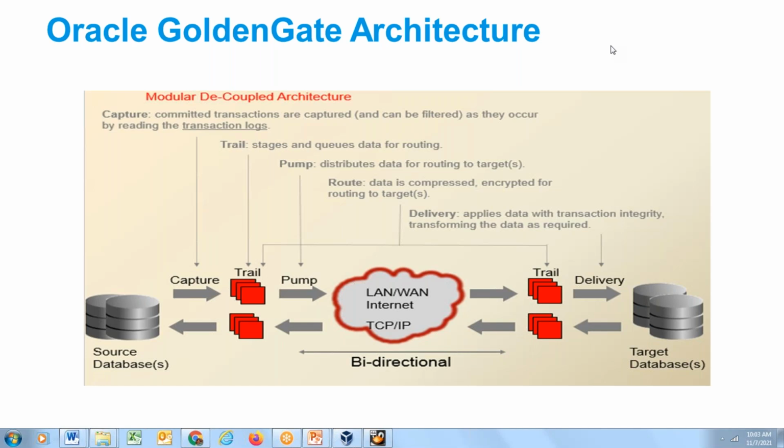So bidirectional, I always say, is nothing but two-way unidirectional with some considerations. Just like you have replicated the data from site A to site B, similarly you can replicate the data from site B to site A.